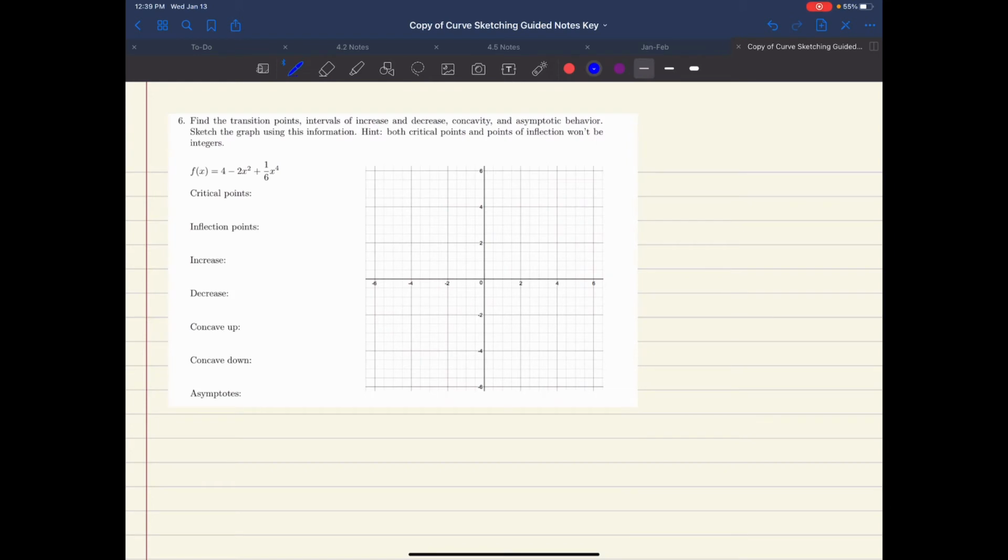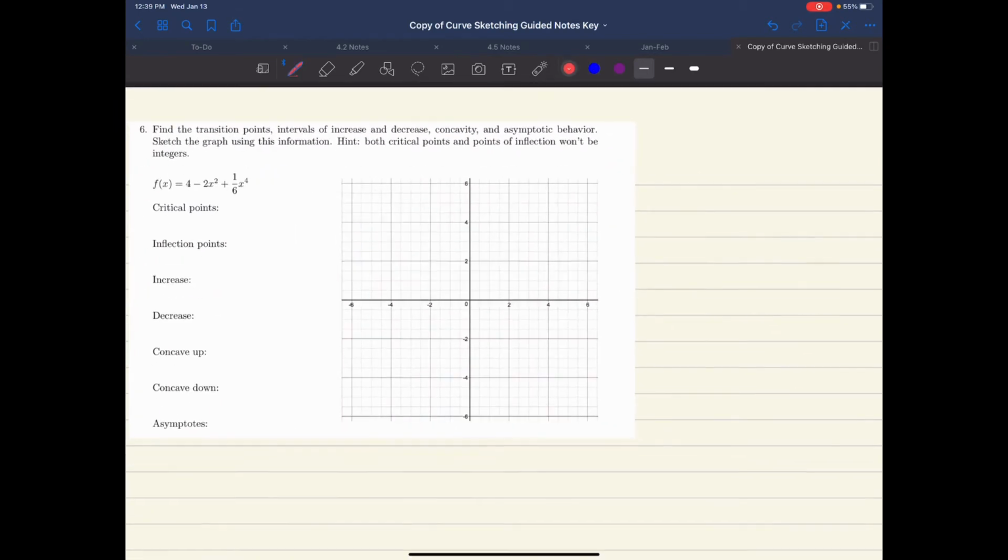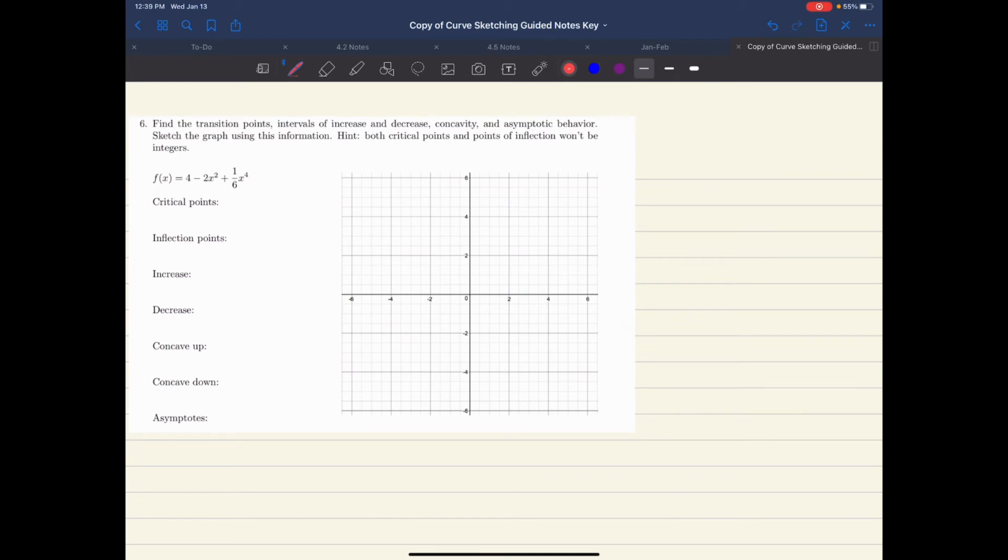All right, this example is more similar to what your homework is like. It says find the critical points, intervals of increase and decrease, concavity, and asymptotic behavior. Sketch the graph using this information. It says both critical points and points of inflection won't be integers. So with all these problems, the first thing you want to do is take the derivatives. I'll write all of these here.